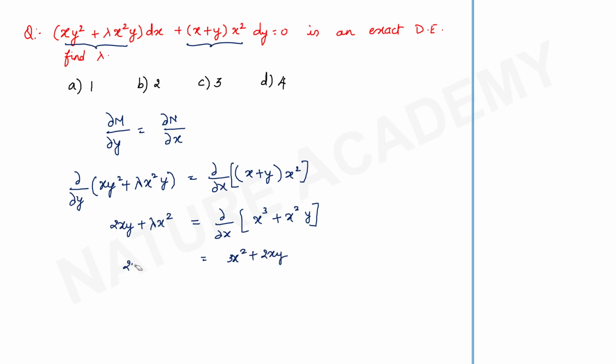In the left hand side you have 2xy plus lambda x square. So with this you have 2xy and 2xy get cancelled, and x square also will get cancelled. Lambda will be equal to 3. So your final answer will be 3. It is very simple. But then you should know that dou m by dou y is equal to dou n by dou x for an exact differential equation. So option C will be the correct answer.